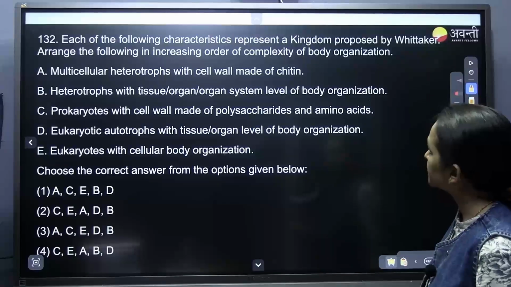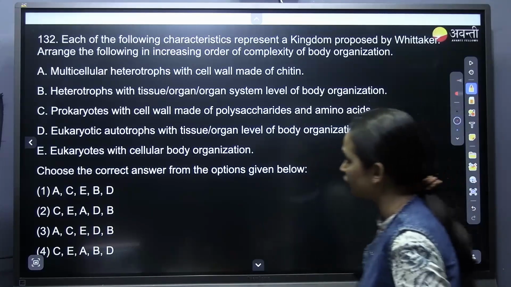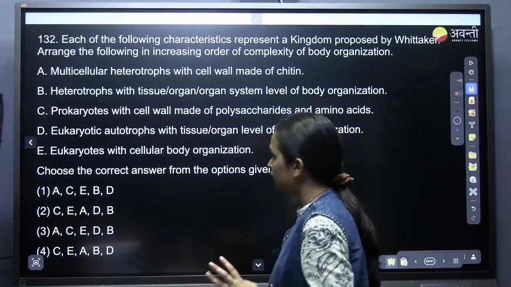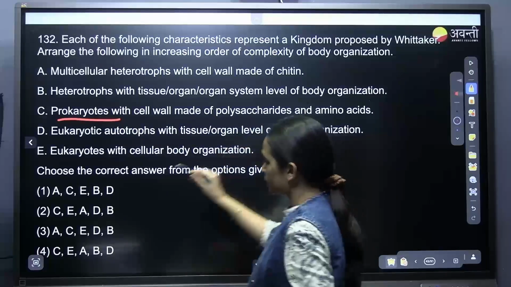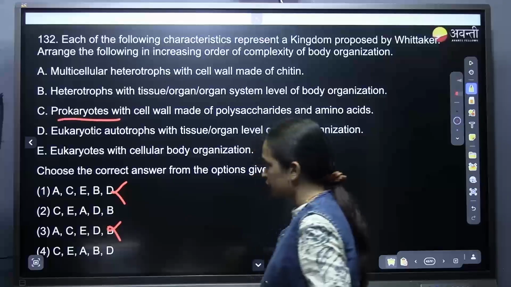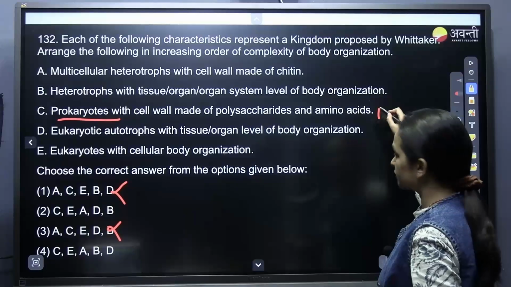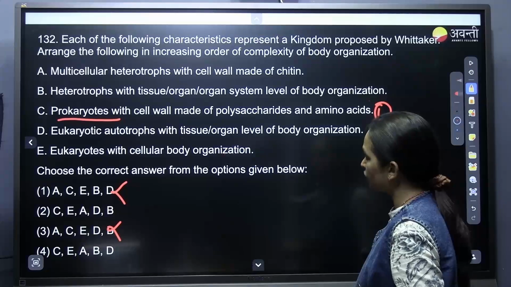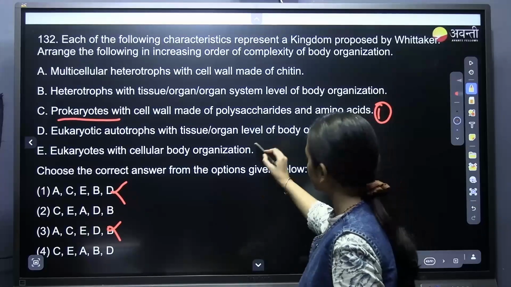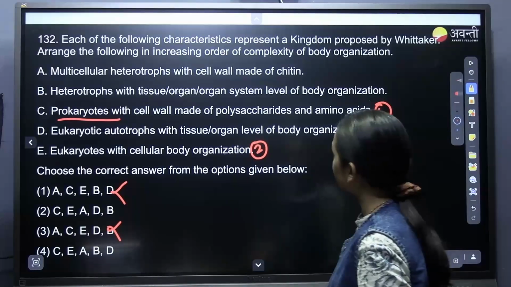Which of the following characteristics represent a kingdom proposed by R.H. Whittaker, in increasing order of complexity of body organization? Okay, first comes the prokaryote. So you can eliminate straight away these two options. Prokaryotic, the cell wall made up of polysaccharide and amino acid, this is first. Eukaryotic with cellular body organization. Yes. Multicellular heterotrophs with cell wall made up of chitin, that is fungi.